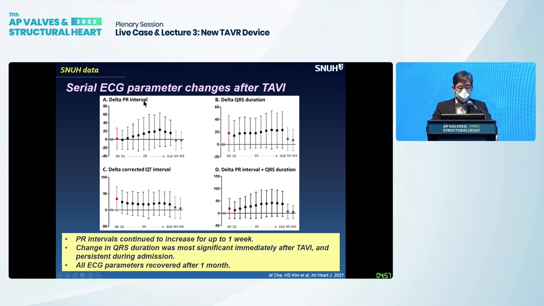When we analyze serial ECG change after TAVI, delta PR interval prolongation and QRS prolongation are observed in all patients. This is before TAVI, at the day of TAVI, and 1 day, 7 days, and 1 month. PR prolongation and QRS prolongation are observed in most of the patients, but they recovered around 1 month.